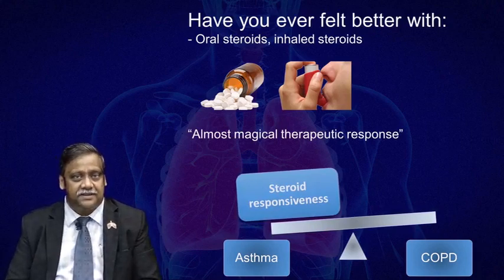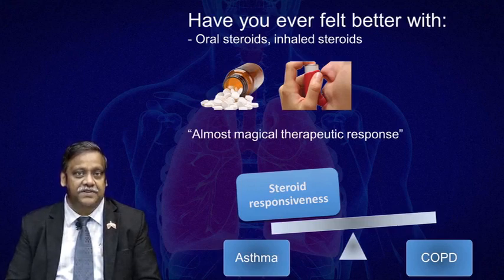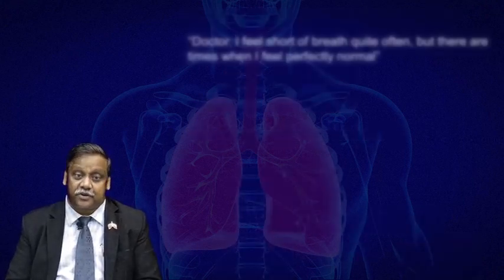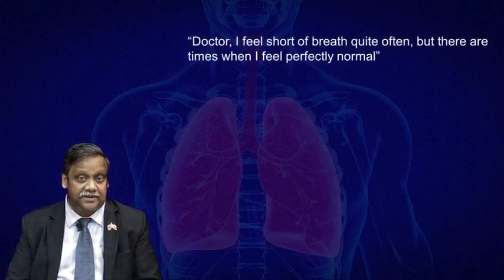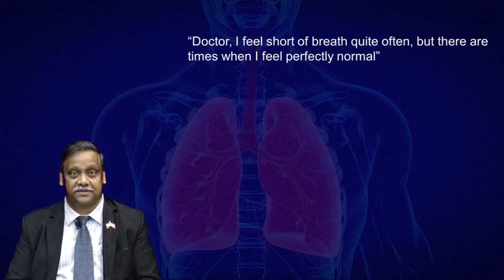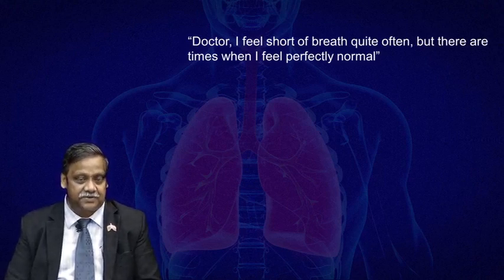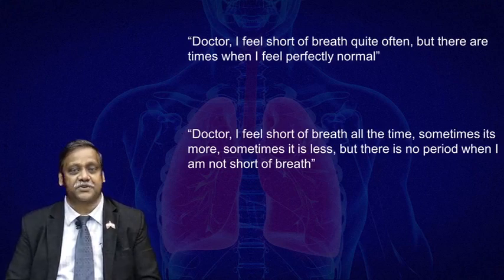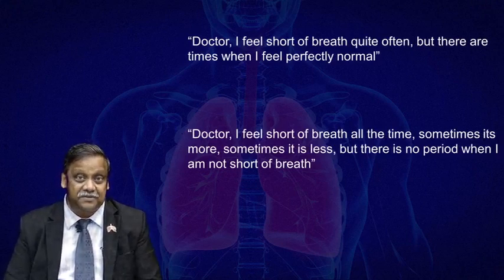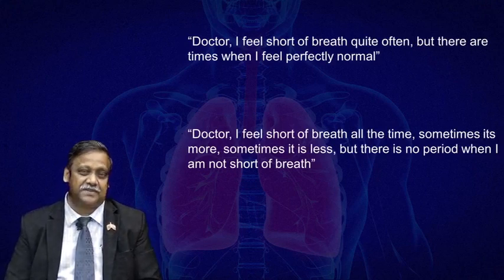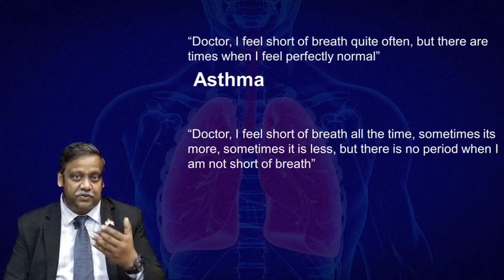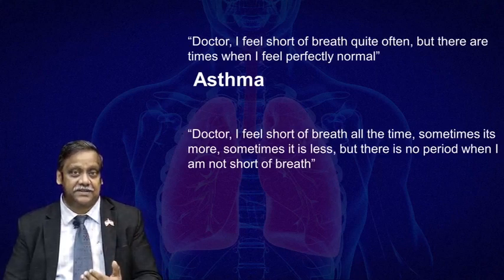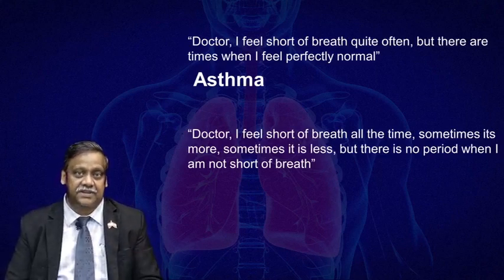Here are two statements, and listen to these two statements carefully, because each one of them is giving you a clue as to what is the underlying diagnosis. Doctor, I feel short of breath quite often, but there are times when I feel perfectly normal. And here is another patient who's come to you saying, Doctor, I feel short of breath all the time. Sometimes it's more, sometimes it's less, but there is no period when I'm not short of breath. Can you tell me what is the diagnosis in the first one? Obviously, it is asthma. When I tell you that you have periods of normalcy in between the symptoms, then it is very likely to be asthma.